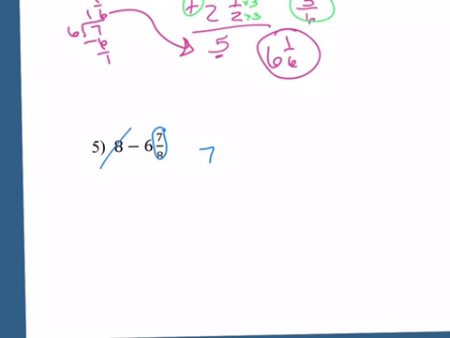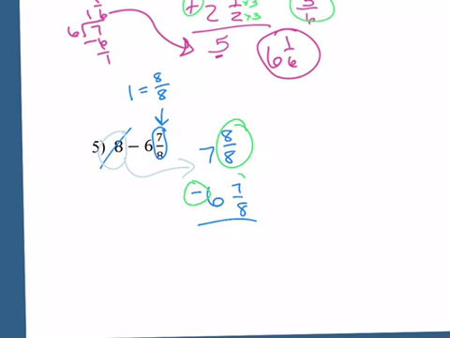And then that other one I just stole, I need it to be a fraction so it can subtract this guy. So the one I just stole, I'm going to turn into a fraction equivalent to 1 that would match. In this case, it would be 8 over 8. So now my whole number 8 becomes 7 and 8/8 minus 6 and 7/8. Okay, fractions first. That gives me 1/8. 7 minus 6 is 1.